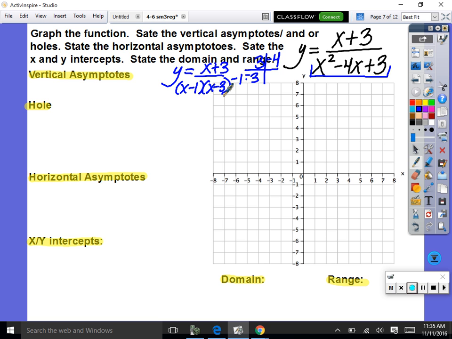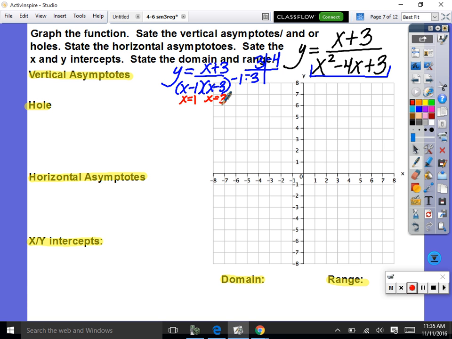Is anybody confused at all yet? You've got to be honest with me today. So you say to yourself, where are my discontinuities? That's when the bottom equals 0. x equals 1 is a discontinuity, and x equals 3. Does everybody understand why? Yep, when the bottom equals 0. Then you say to yourself, is that a hole or a vertical asymptote?